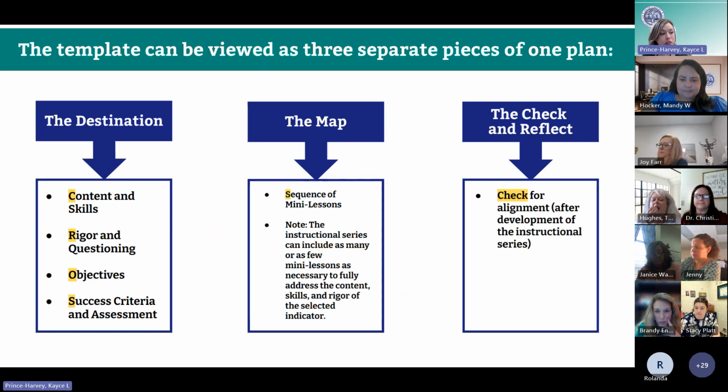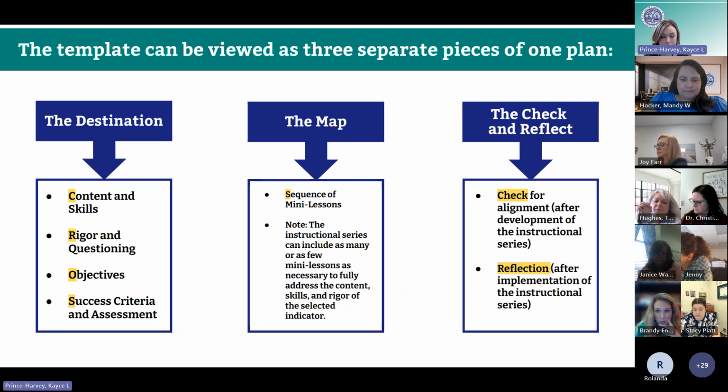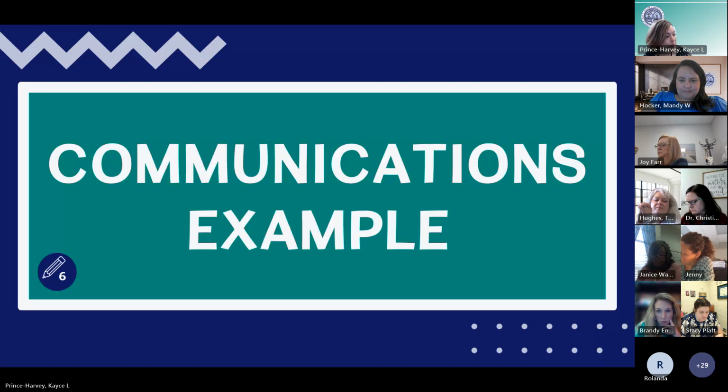And then you have the check and reflect, which is checking for alignment. This is after the development of the instructional series. So are all of these steps going to meet the mark? And then the reflection after you've implemented the instructional series. So thinking back about what next steps might need to take place, what went well, or what additional supports may be needed. So all of those pieces together help us to create our cross-check method.